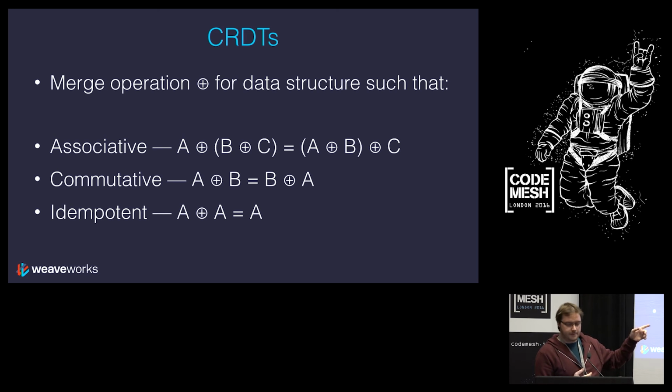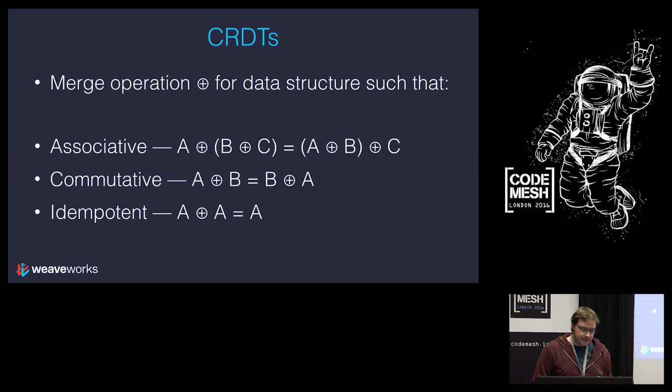Where you see the circle with a plus in it, I'm going to pronounce that merge. And merge is associative, which means that you can do B merge C first, and then merge A later, or vice versa. It's commutative, which means that A merge B is the same as B merge A. It's idempotent, which means that you can do it twice and it doesn't change.